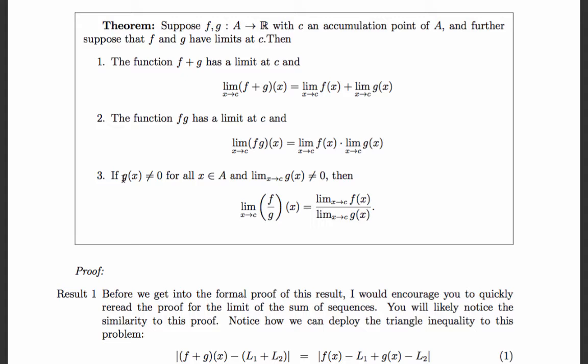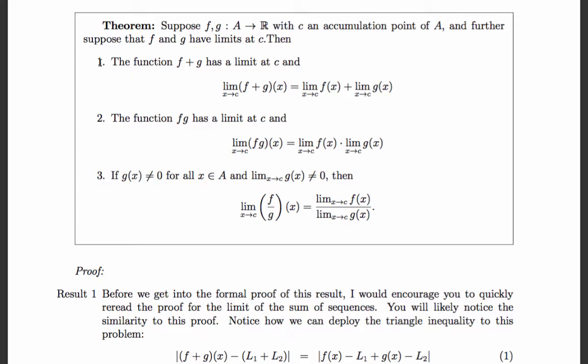Here, for result 3, we need the extra condition that g of x is not 0 for all x in the domain. In other words, f divided by g is a well-defined function. We also need that the limit of g of x is not 0. Otherwise, this term would not be defined. So the limit of the function f divided by g is just the limit of f divided by the limit of g as x approaches C.